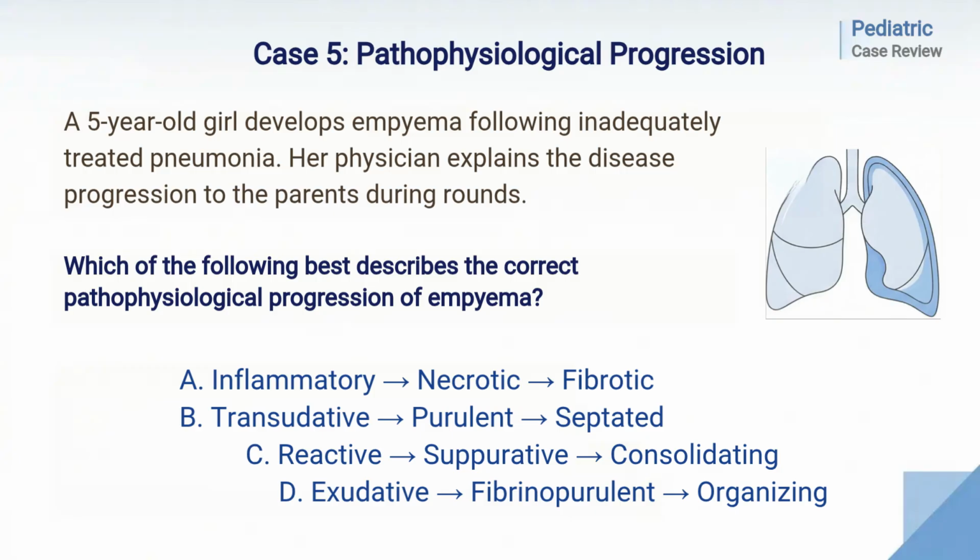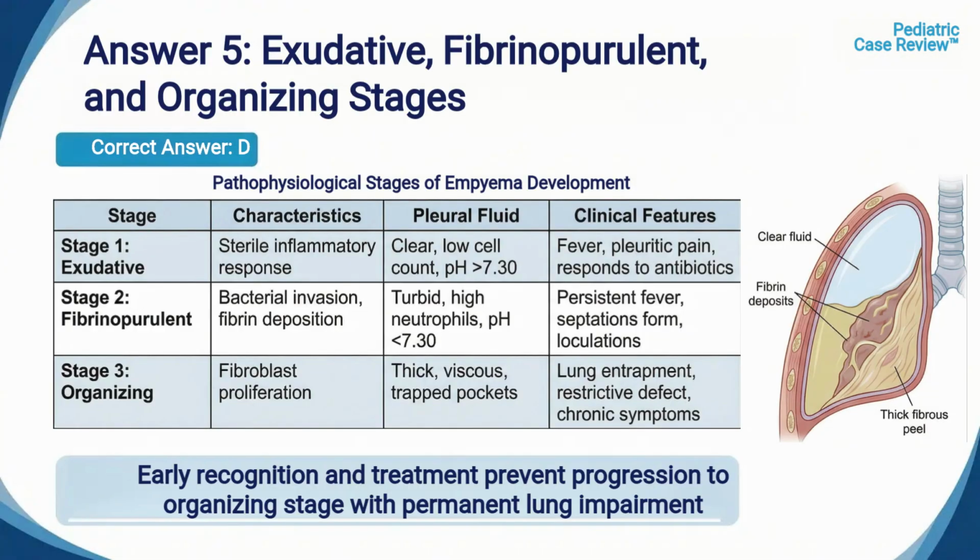Option A, inflammatory then necrotic then fibrotic. Option B, transudative then purulent then septate. Option C, reactive then suppurative then consolidating. Option D, exudative then fibrinopurulent then organizing. The correct answer is option D, exudative then fibrinopurulent then organizing.